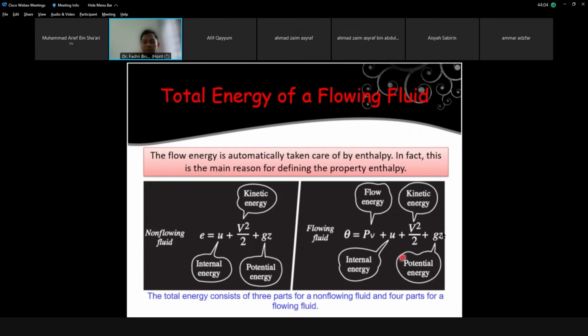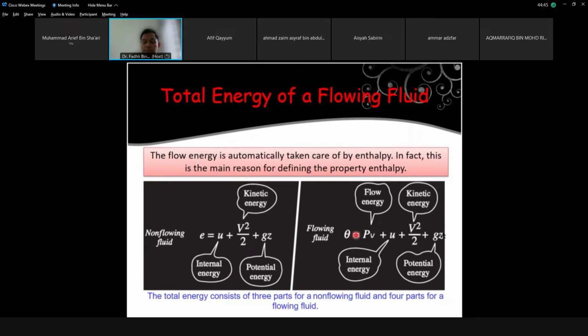But for the second category, flowing fluid or open system, because in an open system the fluid is flowing, that is the reason why the total energy equation is categorized into two. Sebab kita ada dua jenis fluid, yang bergerak dan yang tidak bergerak. Open system fluidnya bergerak, so that's why for the second category of total energy, which is the flowing fluid case, theta is the symbol of total energy. Simbolnya sama, simbol je berbeza tapi maksud sama, total energy.